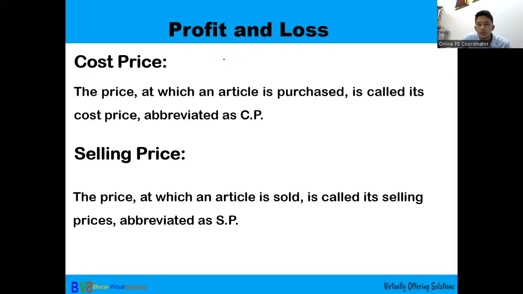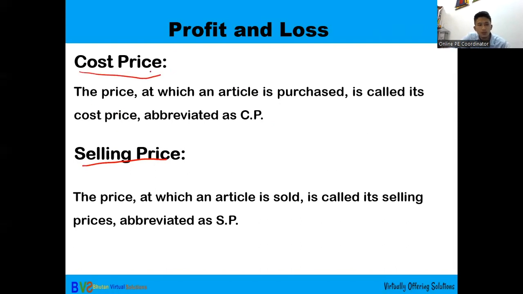Profit and loss. To answer these questions, what we usually need to know is about the cost price and the selling price. Let us talk about the cost price and the selling price.